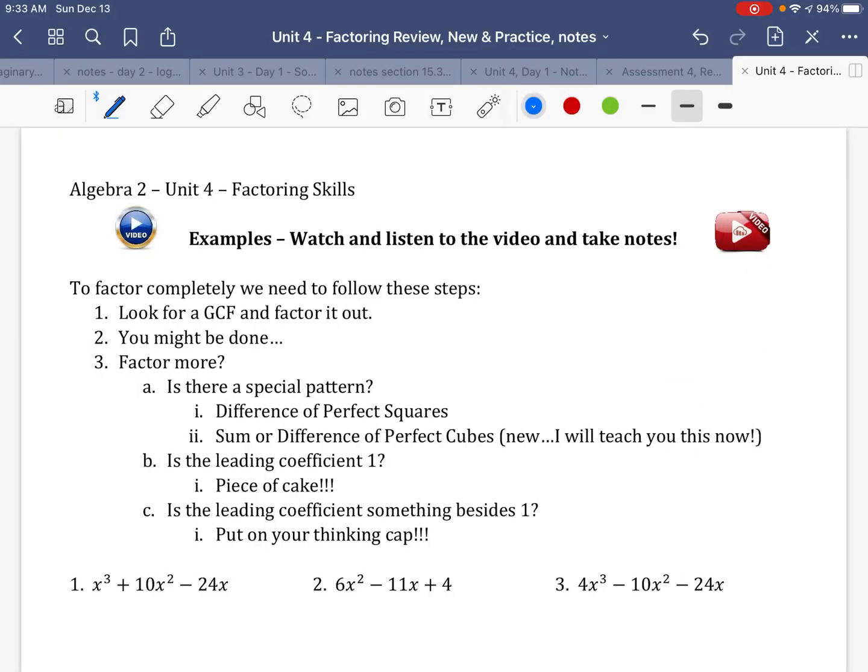All right, so today we're going to review some factoring skills that you all have already learned and also get to one new piece of factoring. Later in chapter 4, after break, we're going to need some factoring, and so let's review.